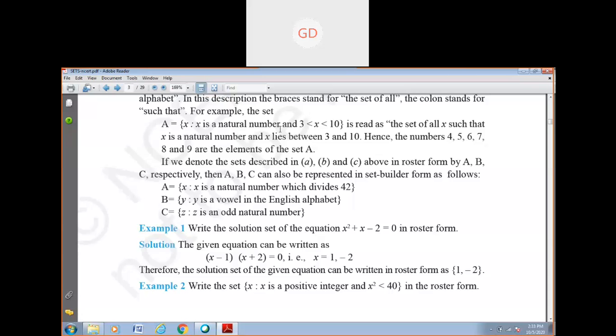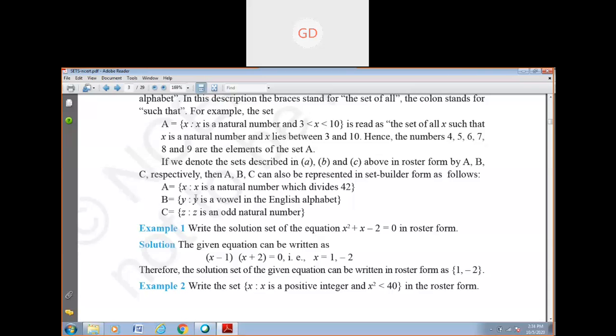This set A represents the elements 4, 5, 6, 7, 8, 9 because x is greater than 3 and less than 10 and x is a natural number. So it is very distinctly defined after such that, after the colon sign. This set definitely gives us the elements 4, 5, 6, 7, 8, 9. So this is how we represent in set builder form.